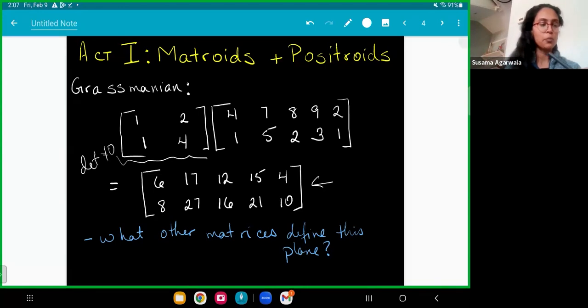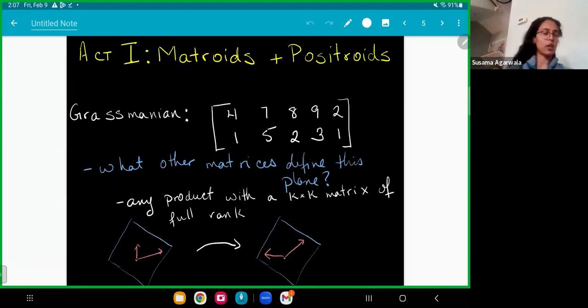So all I did is go from this picture here, do a matrix multiplication, and go to that picture there. I did some sort of linear transformation on the 2 vectors that were defining my plane. I get a different set of 2 vectors, but they're still lying in the same plane. So that's all that a Grassmannian is. I'm thinking about the planes.